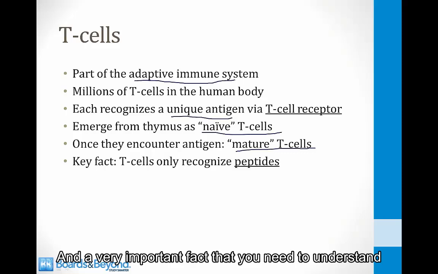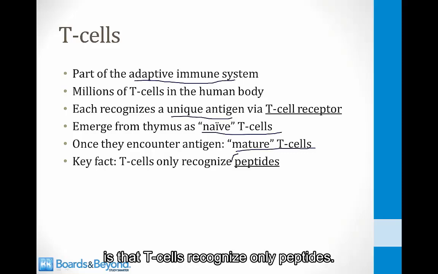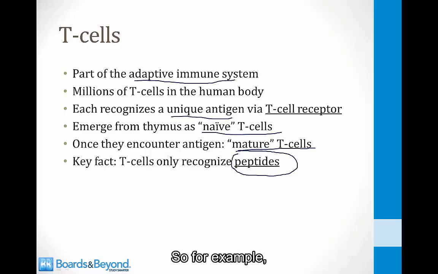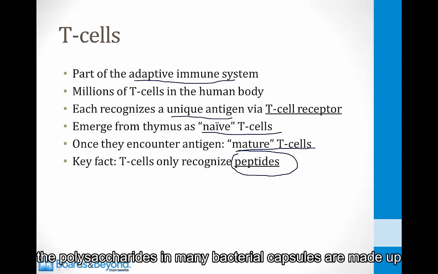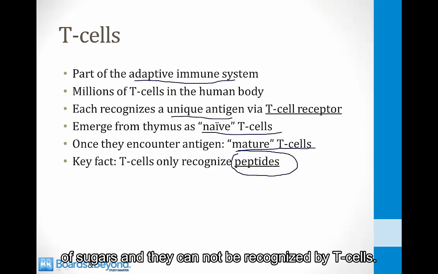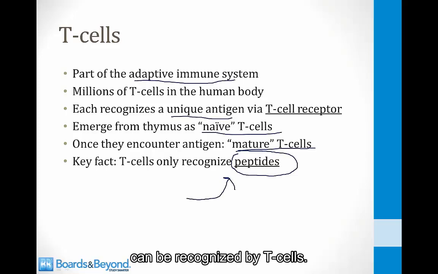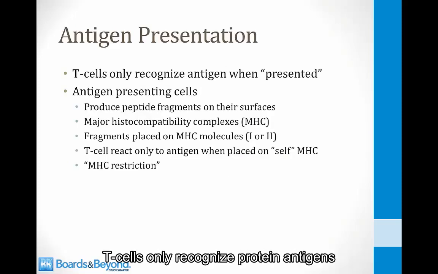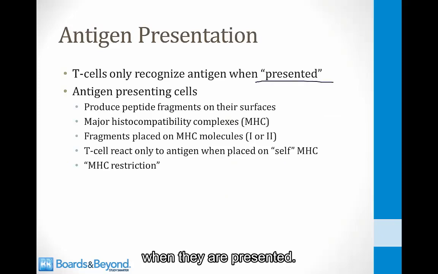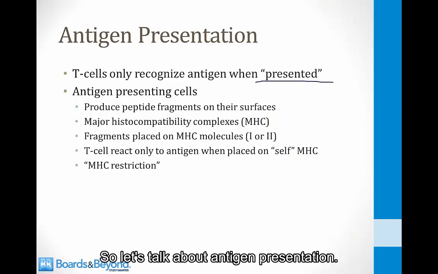And a very important fact that you need to understand is that T cells recognize only peptides. So for example, the polysaccharides in many bacterial capsules are made up of sugars, and they cannot be recognized by T cells. Only peptide chains made up of amino acids and proteins can be recognized by T cells. T cells only recognize protein antigens when they are presented. So let's talk about antigen presentation.